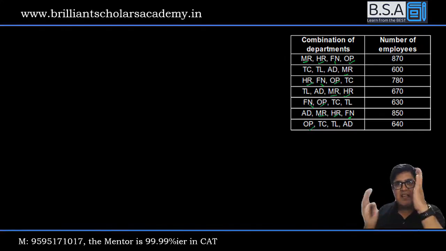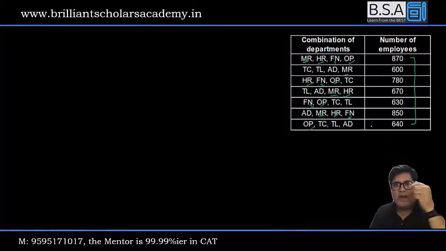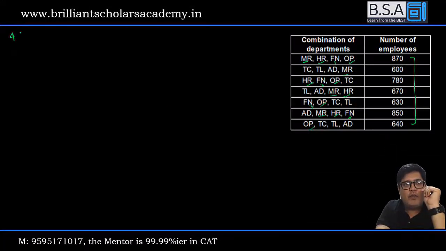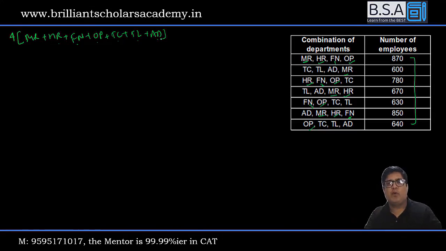So if you apply this kind of thought process and you add all these numbers, what are you doing? You are adding 4 times MR, 4 times HR, 4 times FN, 4 times OP. ये अभी भी CAT में आते हैं ऐसे sets. TC, TL, AD, 1, 2, 3, 4, 5, 6, 7. Every name has been given to you 4 times.